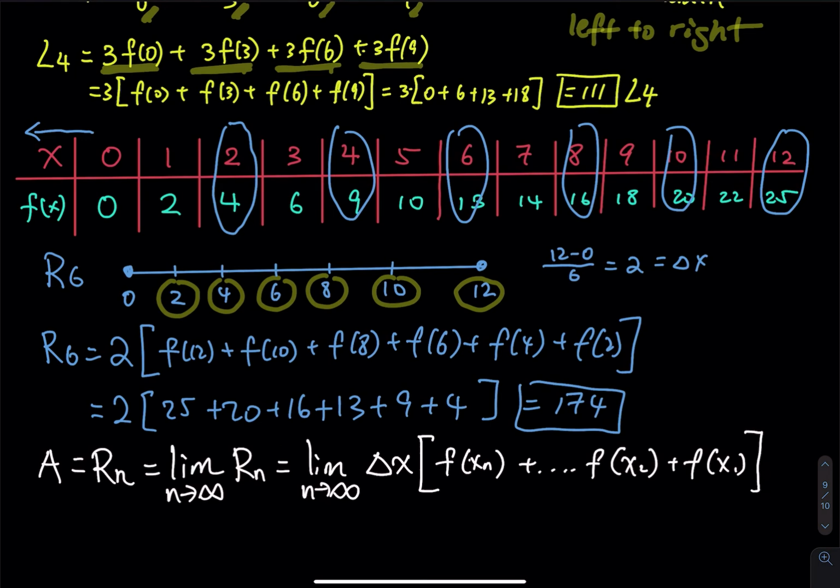Just like this one, you go from x. You're starting from the right. You take this, and then you go all the way to the left, but you do not take the last one. Okay, what about left sum?